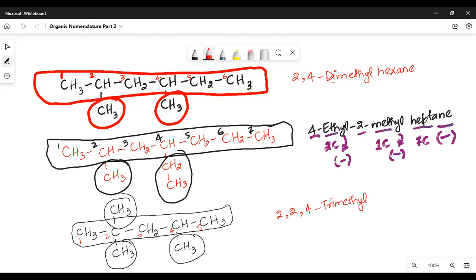Again, a prefix for the number of branches, 2 di, 3 tri. Of course, they're all single carbon based, so methyl and then pentane.